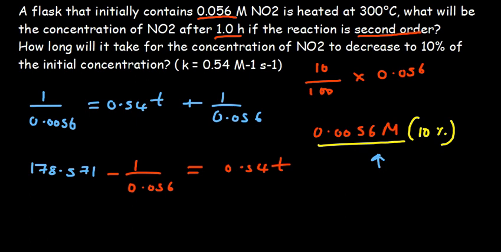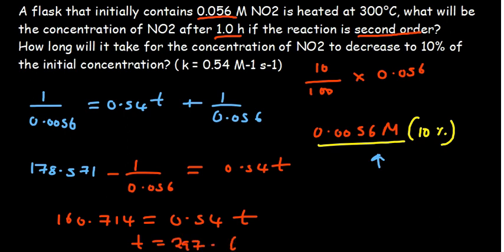So the difference becomes 160.714. So we need to divide by 0.54. So divided by 0.54, the time becomes 297.6 seconds. Okay. So that is basically our expected solution there.